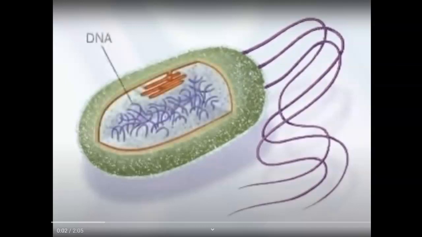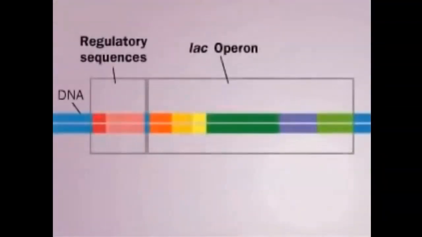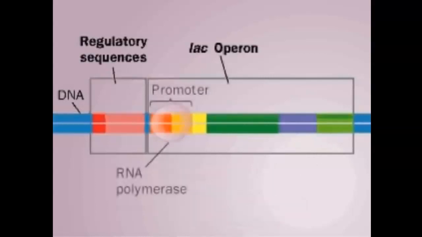The lac operon is a bacterial system for regulating genes that control the utilization of a disaccharide, lactose. The operon controls expression of genes for beta-galactosidase, which splits the disaccharide, permease, which transports lactose into the cell, and transacetylase. These structural genes are transcribed when RNA polymerase can bind the promoter controlling them.